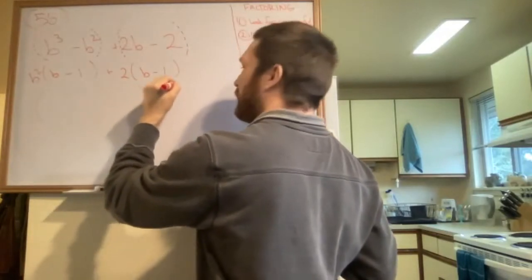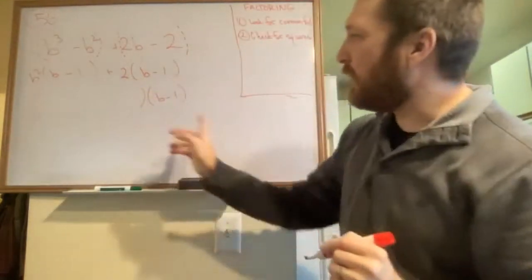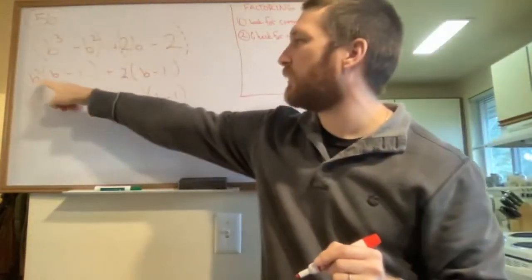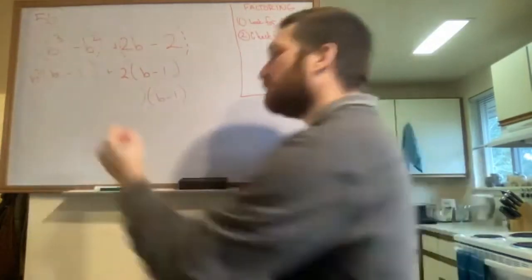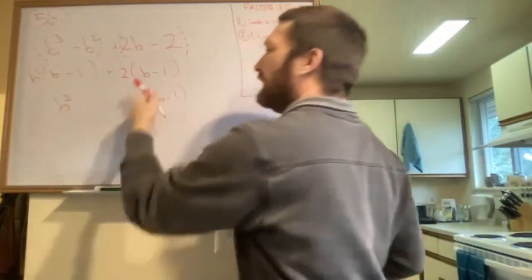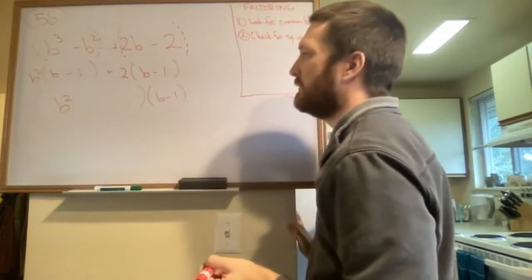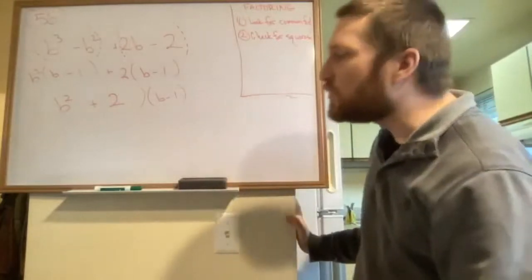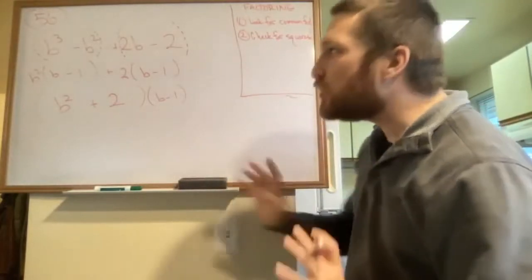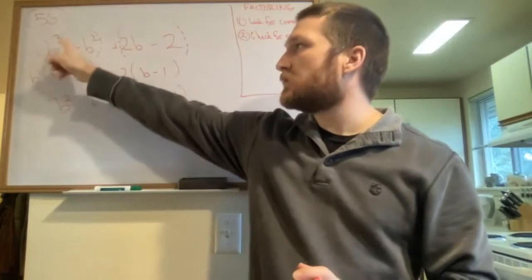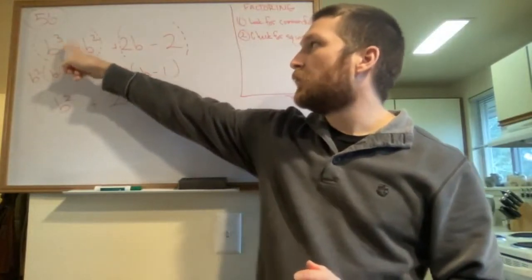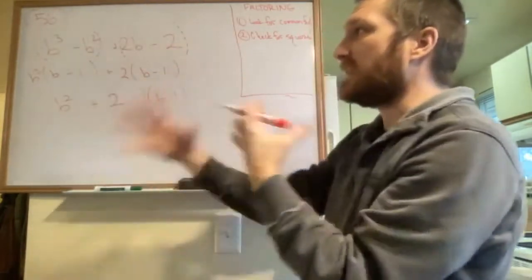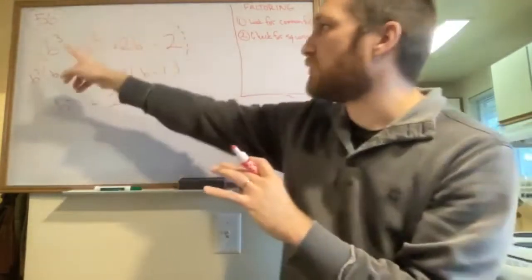This is hard to see at first until you've done 1,000 of these. And what am I left with? If I pulled a b minus 1 out of here, what would I be left with right here? B squared. What would I be left with right here? Plus 2. This is how you're actually going to use factoring by grouping. And it's usually when you have something to some odd power like this. You might need to regroup. It might not always be the case that you do it this way.